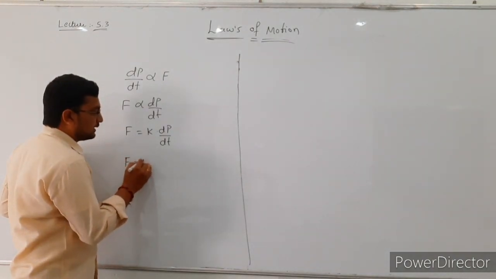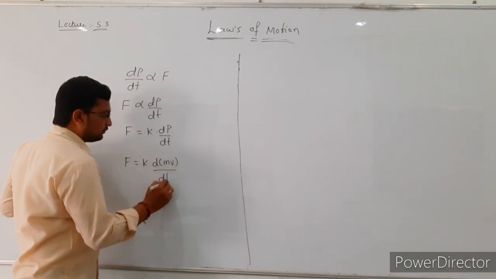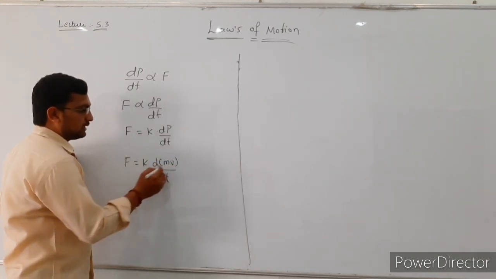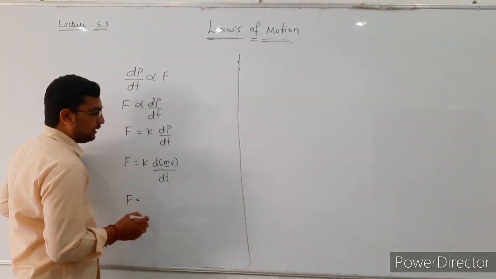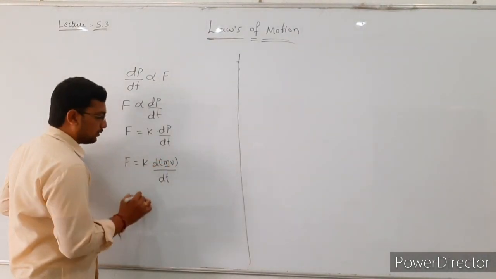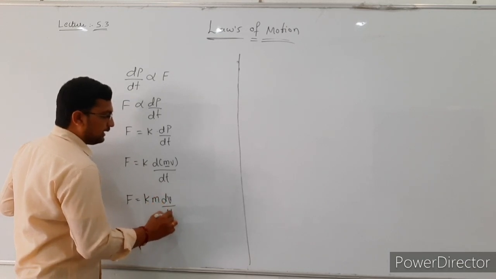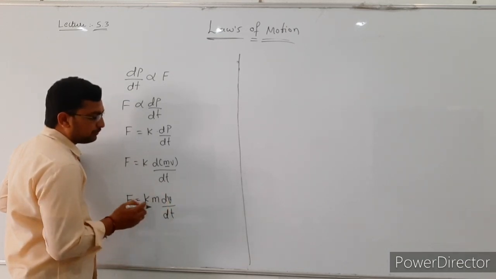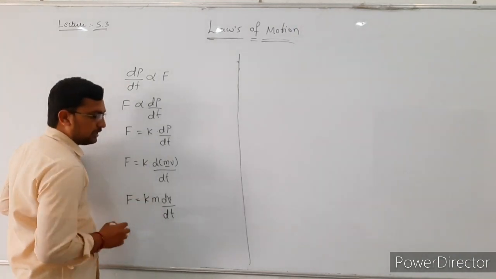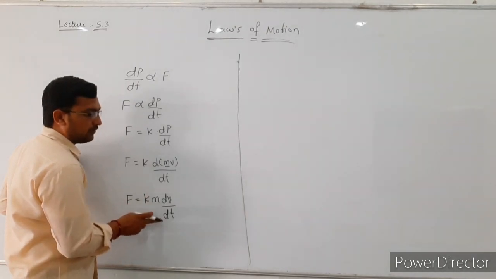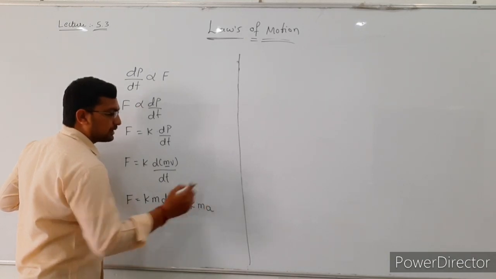The momentum is a product of mass into velocity, divided by dt. In this case, we are assuming that the mass of the system is constant. So the mass is a constant term; take it outside, then k into mass into dV by dt. dV by dt is nothing but acceleration, because the velocity changes with respect to time, and the rate of change of velocity gives the acceleration. So that is k into mass into acceleration.